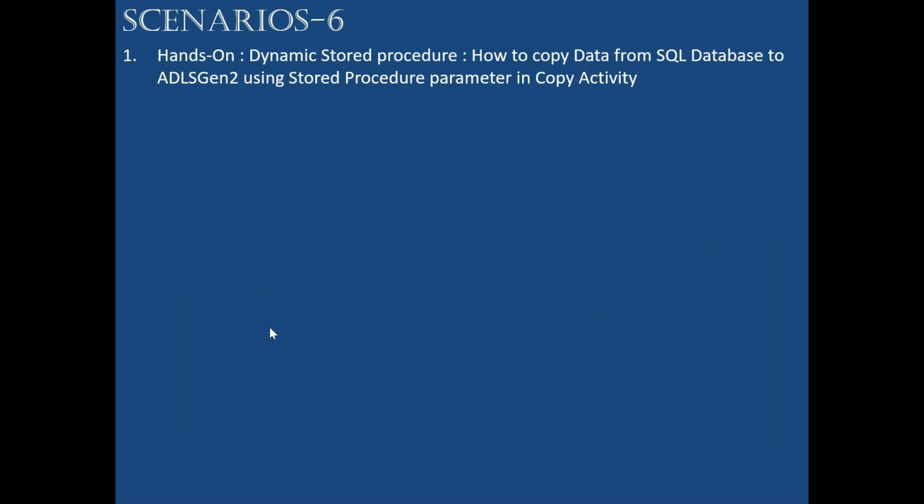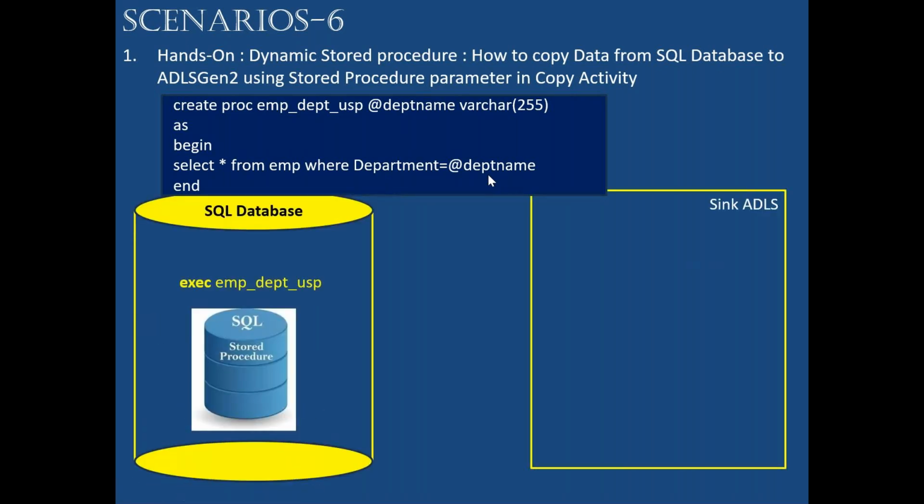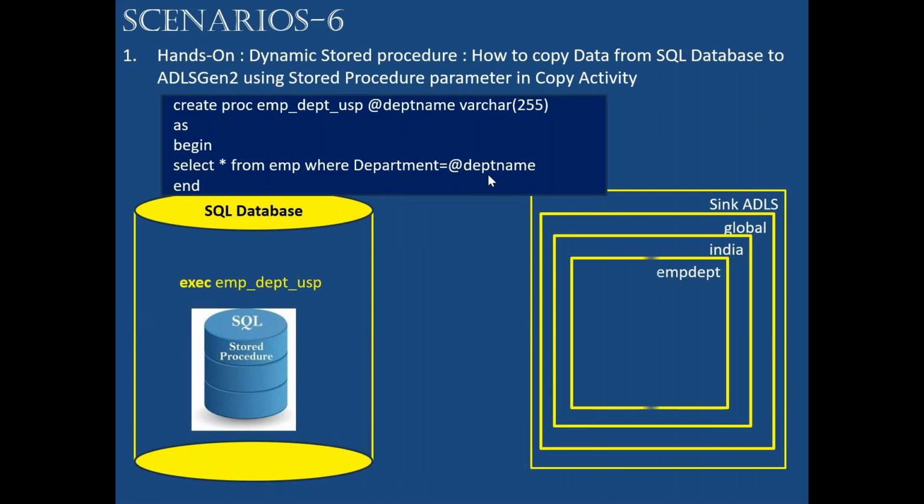Next, scenario 6, dynamic stored procedure. How to copy data from SQL database to ADLS Gen2 using stored procedure parameter and copy activity. Create proc, this is the procedure name, employee department USP. Department name I'm passing dynamically, so here I defined the parameter. Select star from EMP where department equal to @department. Now I'll be executing the stored procedure, and whatever data is coming, I'll be loading into this folder as employee dept.csv.